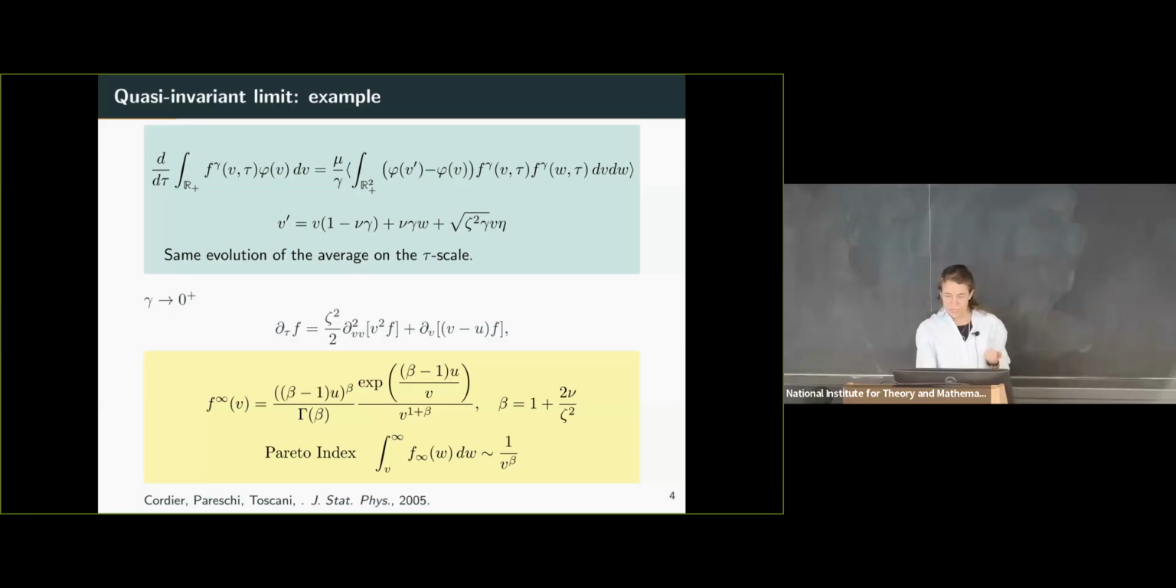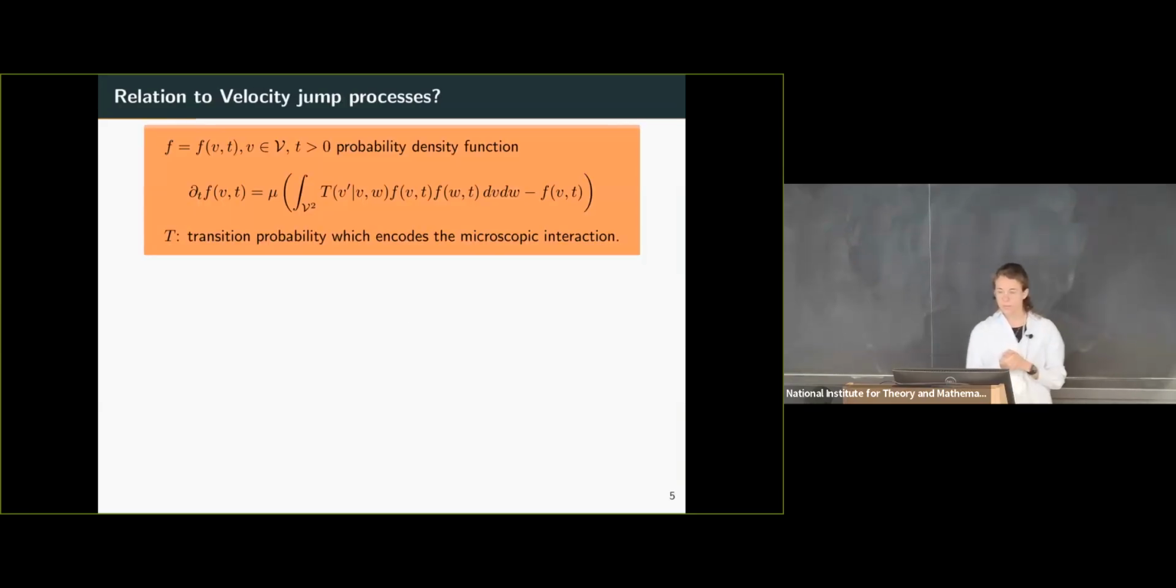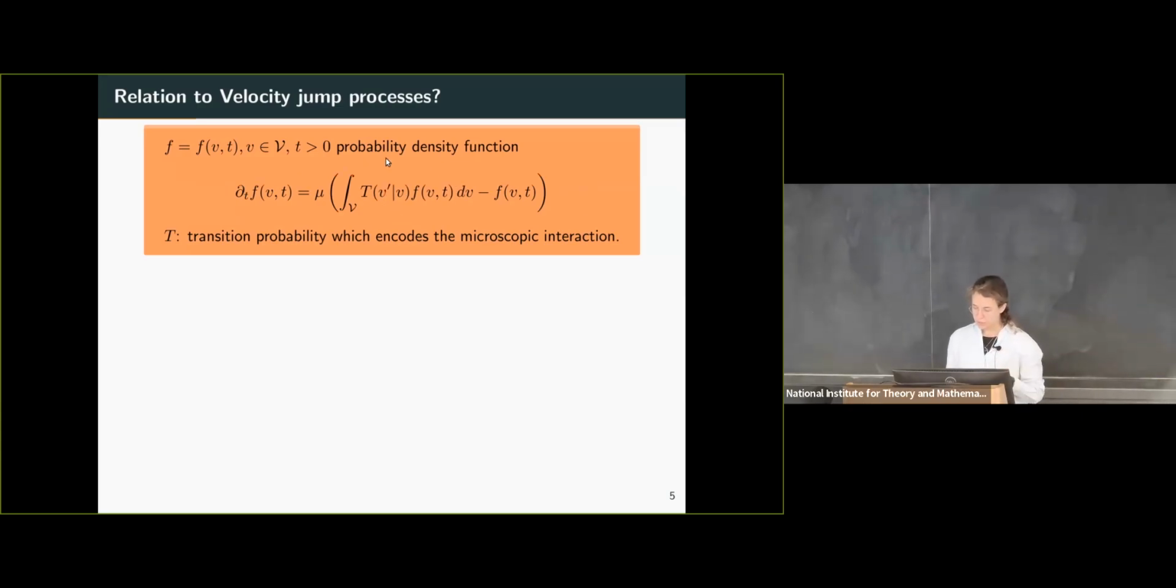So what is the relation with respect to what, for example, Maria Rita showed yesterday, two days ago, sorry. Can we relate this collisional approach to velocity jump processes? Well, yes, one can replace the collisional term here with transition probabilities. So we can write a transition probability which encodes the microscopic dynamics, the microscopic interaction. So we have the probability of going to v prime given v and w. In particular, the one that Maria showed you is this one. She had the K operator here, and so you have this probability of moving from v to v prime.